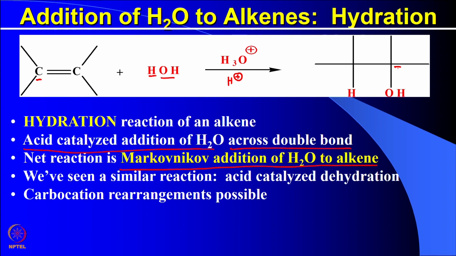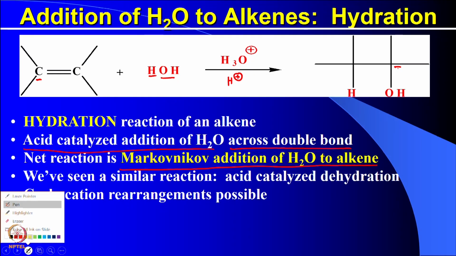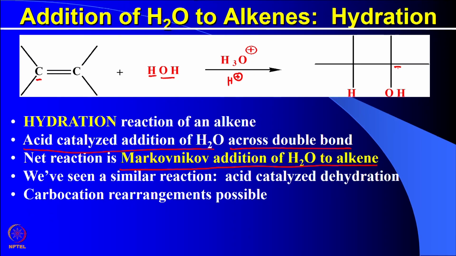And in this particular type of reaction, it is possible to have a rearrangement of the carbocation if possible, because if there is a possibility of a hydride shift or a methyl shift, then the hydride or methyl shift may happen and you may end up getting a more stable carbocation from a 2-degree carbocation.